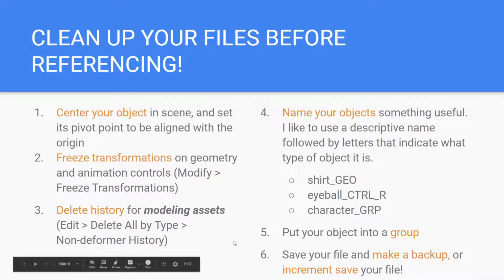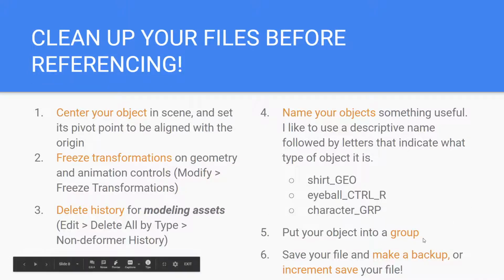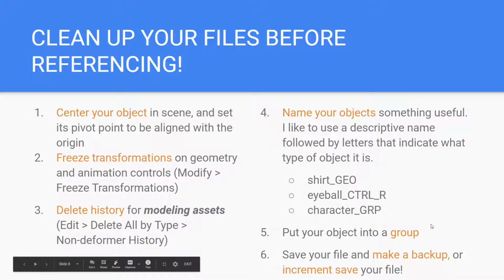You want to delete your history on all of your modeling assets. You want to give everything a useful name that is easy to understand at a glance. You want to put your objects into a group, and that group should be centered in the scene if all your objects are centered in the scene, but also double check and make sure your group is also centered in the scene. And you'll also want to save your files and make backups.